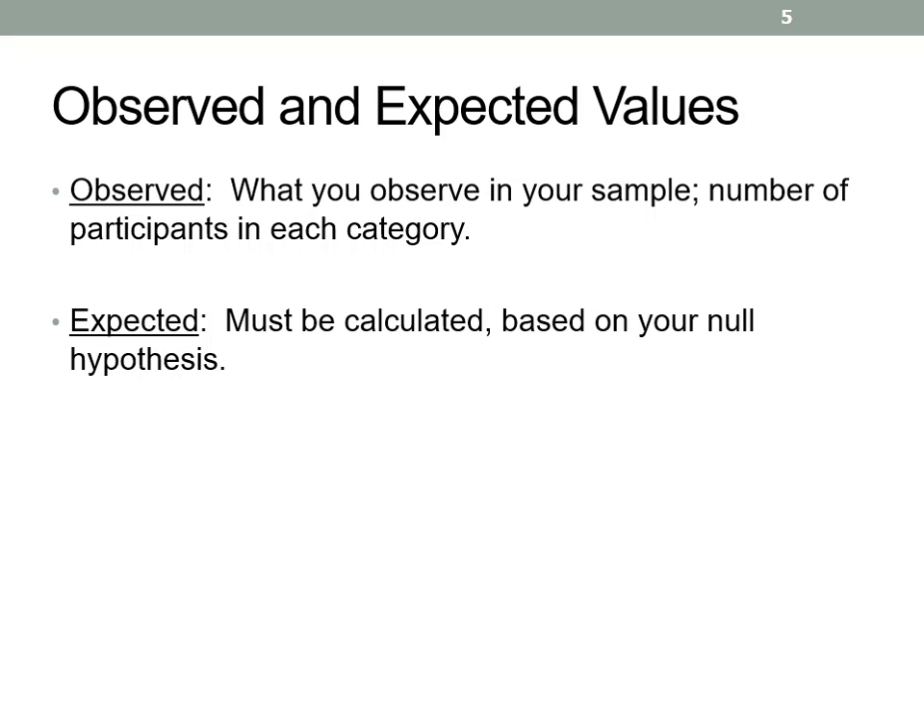Observed and expected values. Observed is what you count. So for instance, how many lefties we count, how many righties, or how many males and females there are in a class. The expected must be calculated based on our null hypothesis. So for instance, if we just have two categories, we could expect a 50-50 split. So if we have 10 people, we would expect 5 in each category.